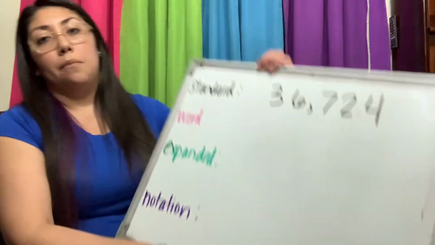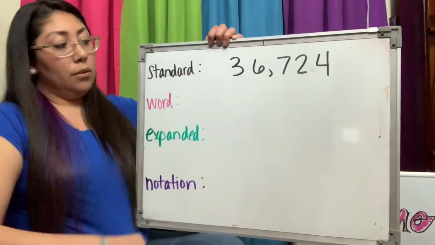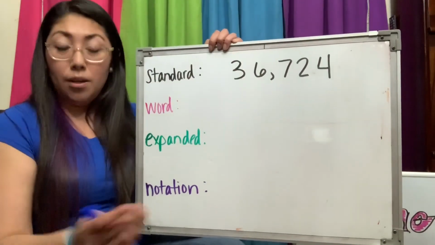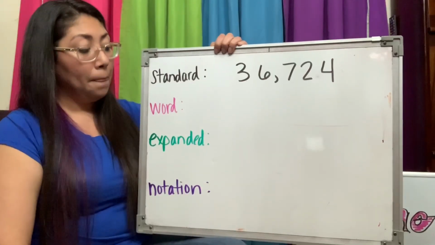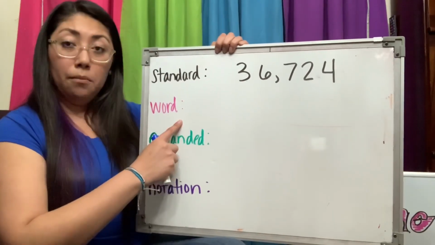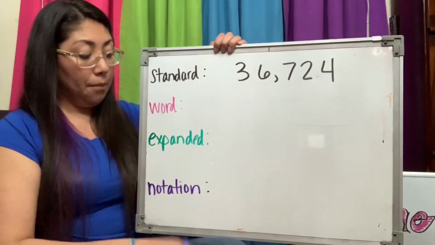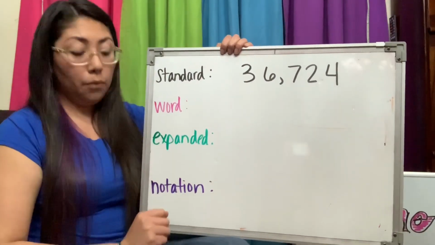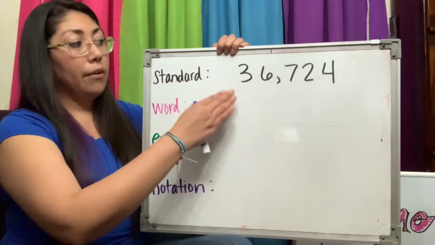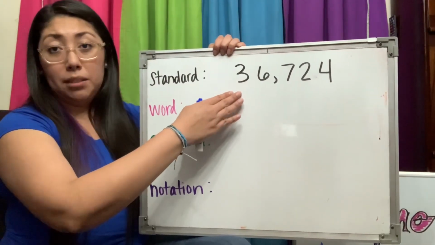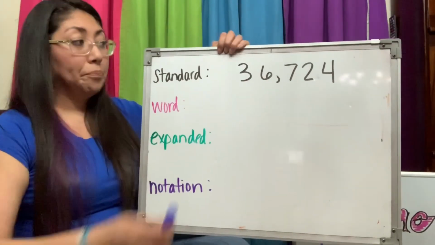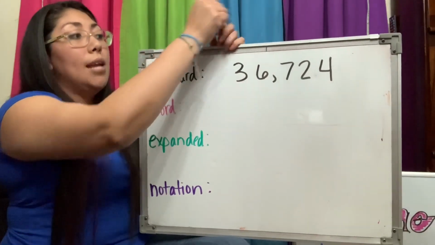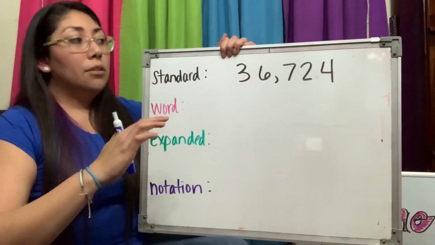Just to review some key vocabulary, we can use the standard form to name a number, and that's when we use the digits to represent that value. We can also use word form to represent a number. We can write it in expanded form, and we can also write it in expanded notation. I've already got the standard form for you on this specific example: 36,724.